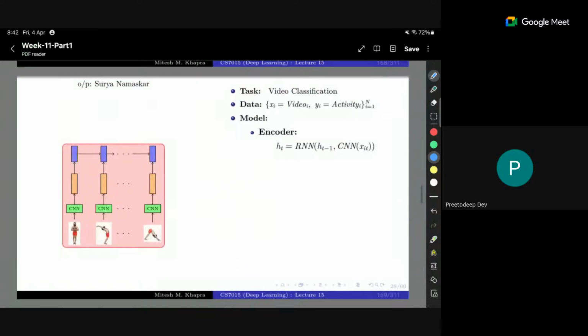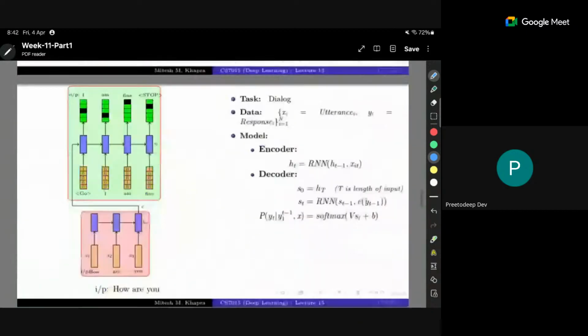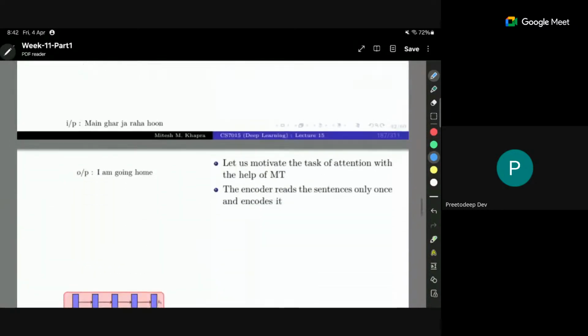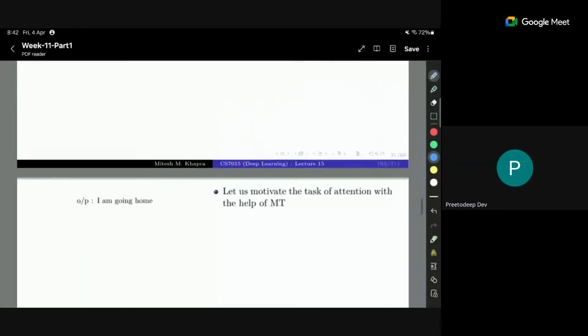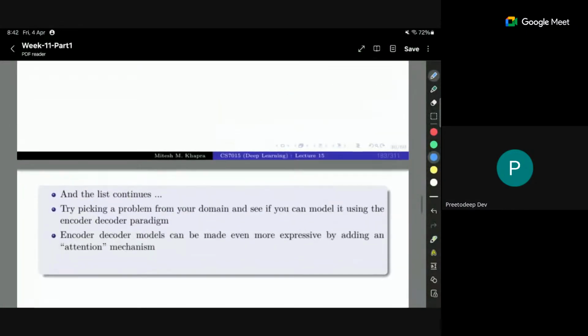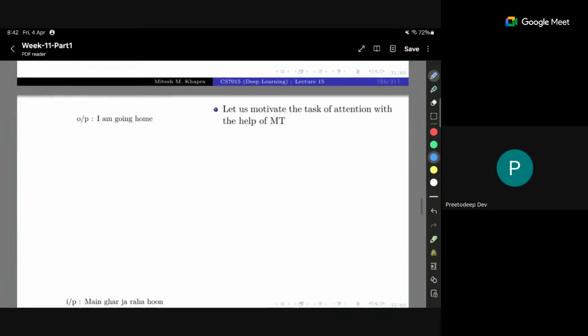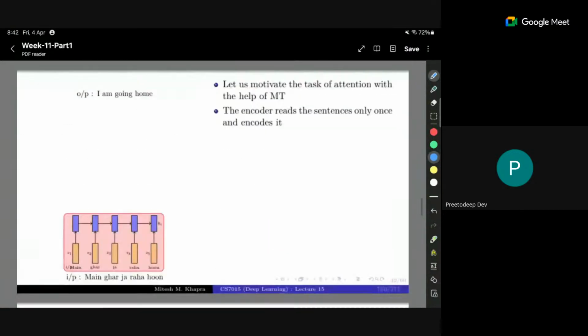If you have images with a sequence, then you have to use a CNN and then an RNN, and then you can do it, right? So I guess that's what encoder-decoder is. Now I'll explain what the attention mechanism is. What is the issue with the current setup and why do we need attention? We'll go there, and I'll just complete the session.